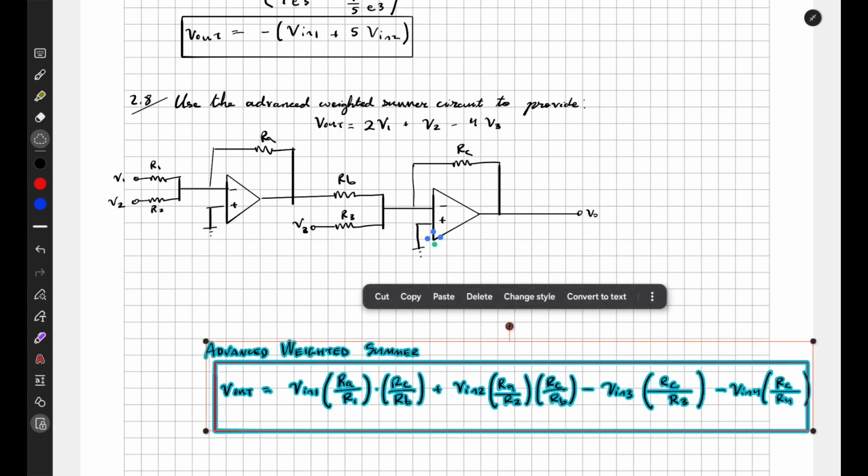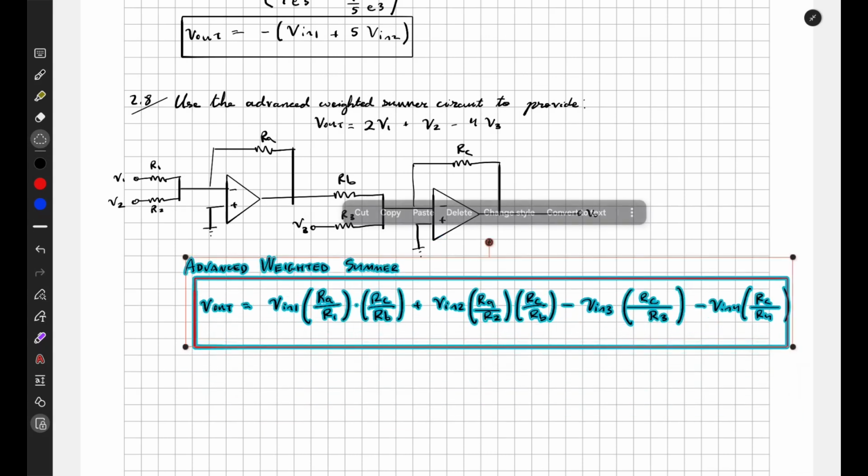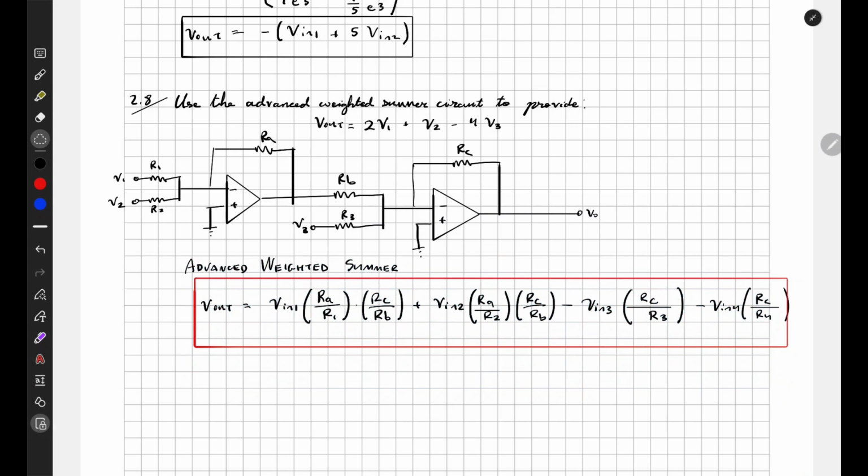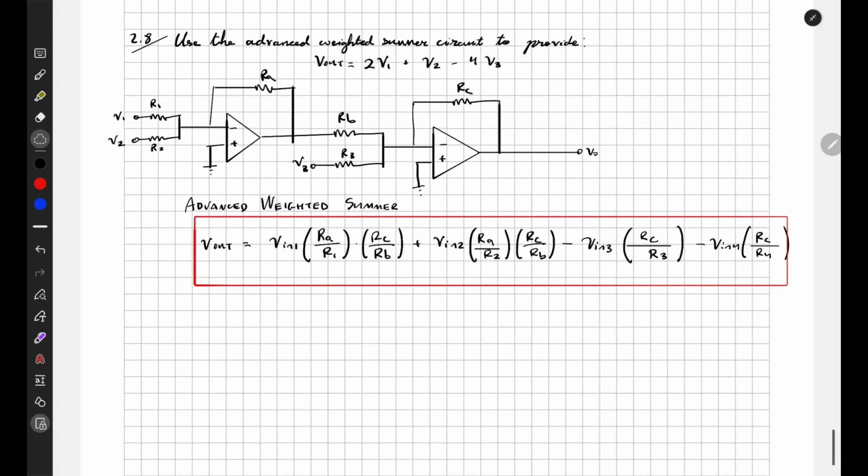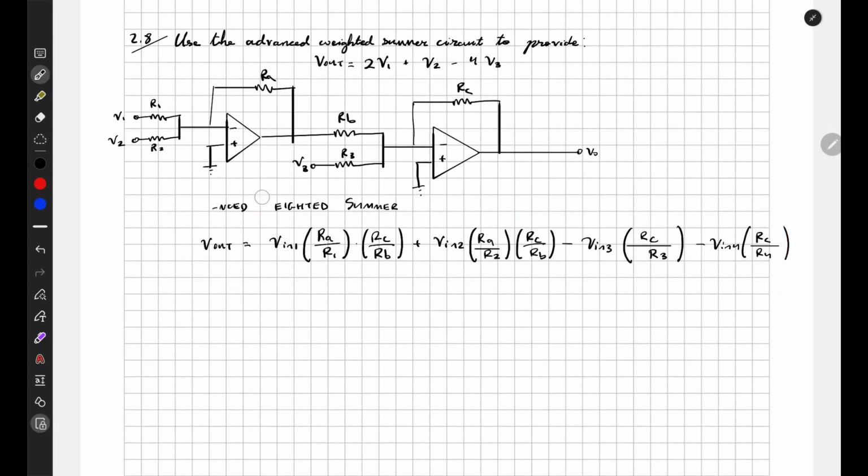So here is the formula, we just copy to here. Now the thing is that in this advanced way to assemble the circuit, we need to make some modification to the formula so that it works for just the 3 input case. So that's simple, we just erase this V in 4 term. So now it's just a 3 inputs relationship. So okay, we are asked to design the circuit for this summation relationship.